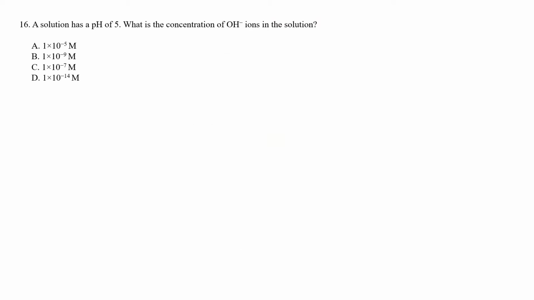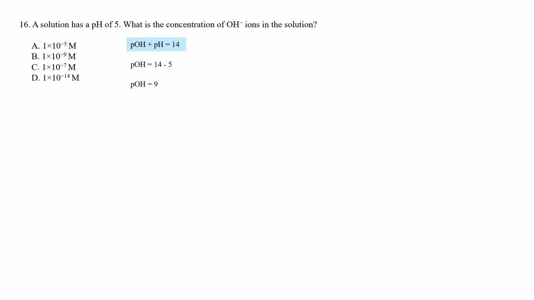Next question. A solution has a pH of 5. What is the concentration of OH minus ions in the solution? There are four answers given. First, let's see what is the connection between pH and pOH. At 25 degrees Celsius, pOH and pH, if you add together, it is equal to pKw. So pKw value is 14. pOH plus pH is 14. Then we can calculate pOH because pH is given, it's 5, 14 minus 5, pOH is 9.